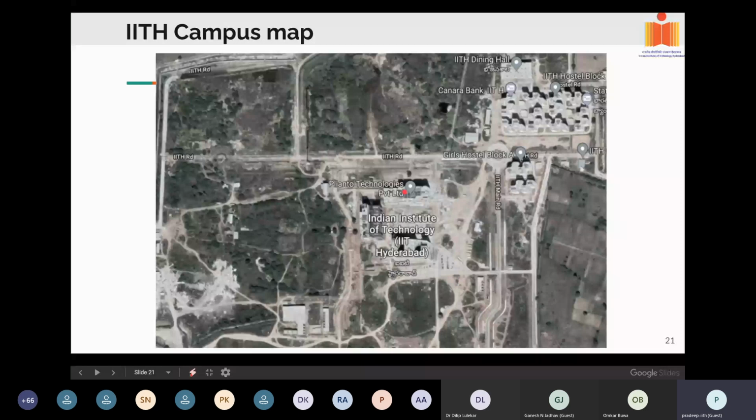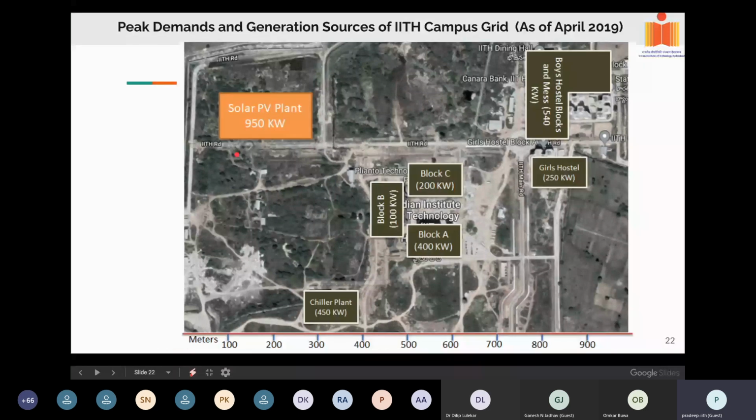And at the upper left corner, actually the Google Map is not updated. Right now we have a solar PV station here, a 1 megawatt solar plant. So now this is just marking the items here. This is a 1 kilometer by 1 kilometer area. There are academic blocks A, B, C, 3 buildings, girls hostels, boys hostels, chiller plant, and so on. So this is a small microgrid of the IIT Hyderabad campus.